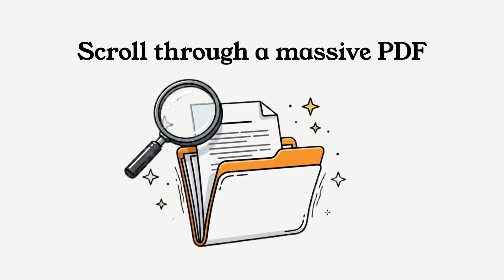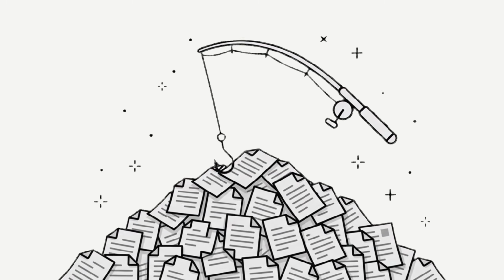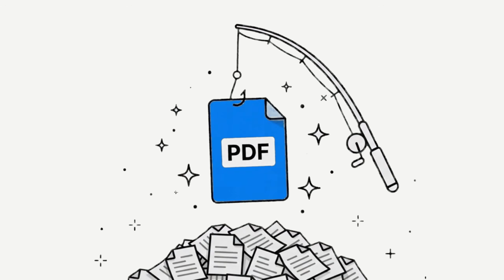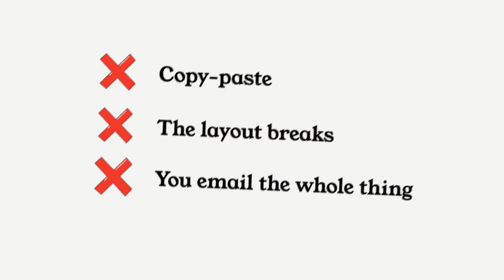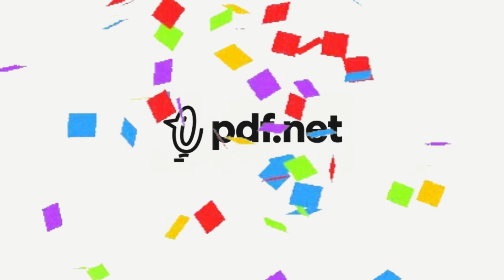If you've ever had to scroll through a massive 50-page PDF just to find the single page you actually need to send to a client, you know exactly how frustrating it is. You try to copy-paste it, the layout breaks, or you try to email the whole thing and it bounces back because the file is too big. Stop doing that. Here is exactly how to split any PDF into separate files in under a minute using pdf.net.